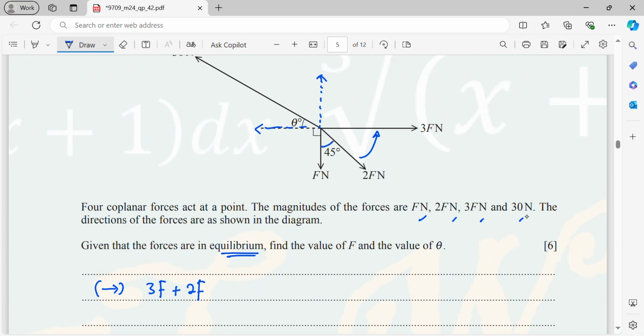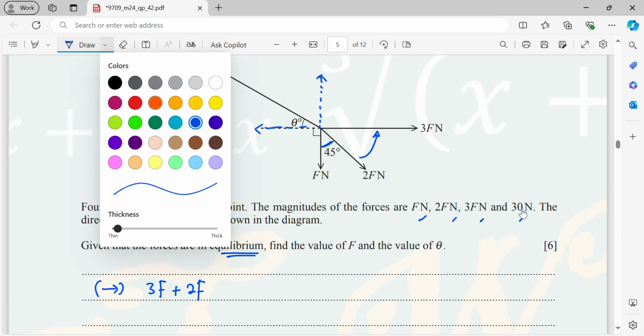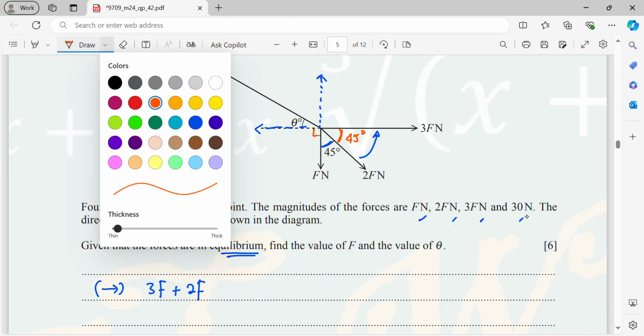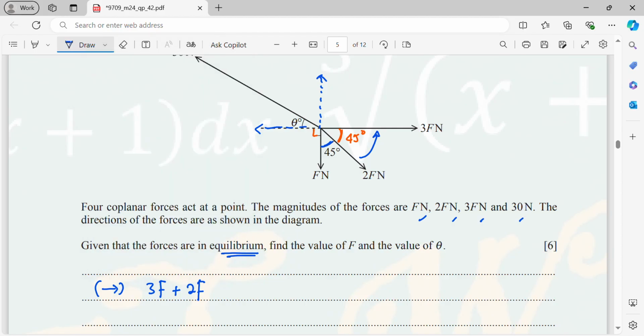Here is 45. Obviously, this is also 45 because here is 90 degrees. Right? One whole straight line is 180 degrees, so I know that that is 45 degrees. Then you can just write cos 45 degrees. Otherwise, you can use the given 45, that is sine. But sine 45 is the same as cos 45.